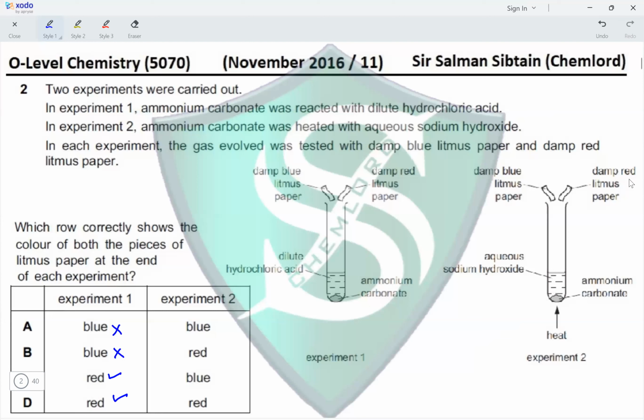In experiment 2, ammonium carbonate, which is acidic, will react with sodium hydroxide, which is basic, to liberate ammonia gas, and ammonia will turn red litmus blue, and the blue litmus will stay blue because no acidic gas is being evolved. So option C is correct. Option D is eliminated, making option C the correct option for this question.